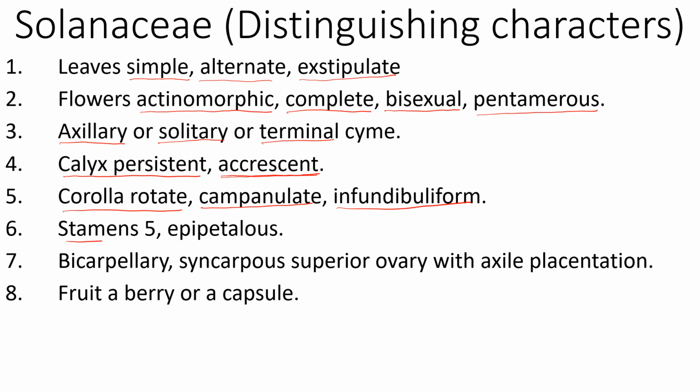Stamens are five in number and they are epipetalous, means attached to the petals. Ovary is bicarpellary, syncarpous, superior, and placentation is axile. And the fruit is either berry, means multi-seeded, or a capsule.